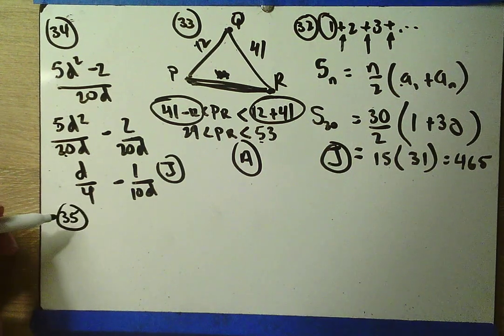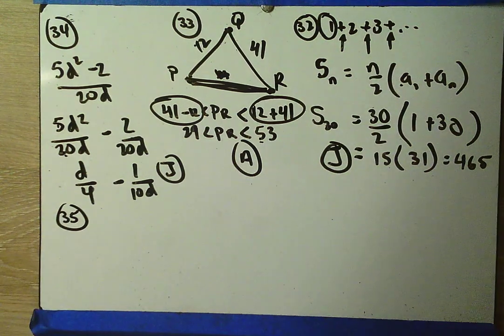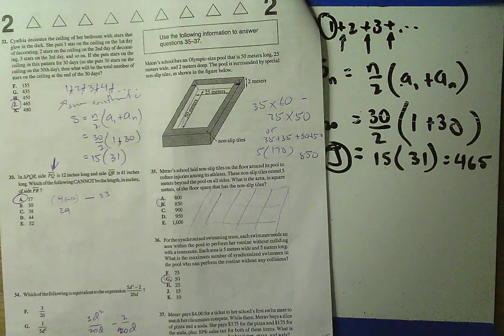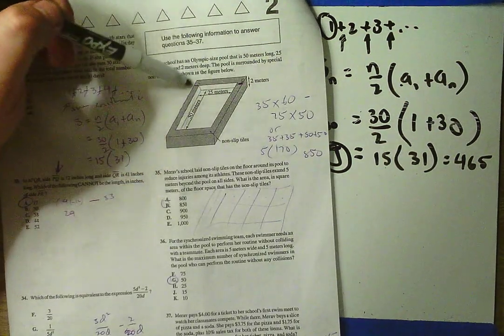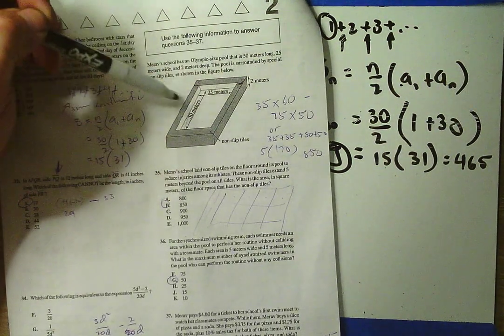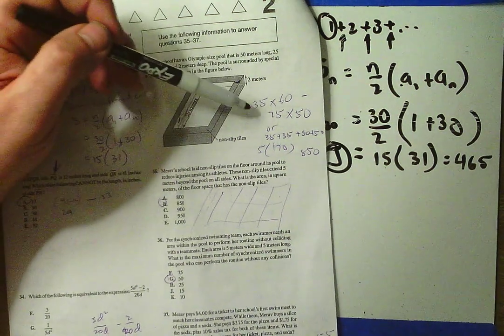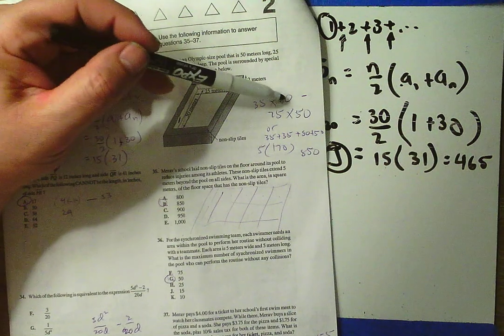35. Mirav's school laid non-slip tiles on the floor around the pool to reduce injury. These non-slip tiles extend 5 meters beyond the pool on all sides. What's the area? Well, there's 2 ways we can do this problem. We can find the area of this big rectangle minus the area of this little rectangle, and that was going to be 35 times 60.